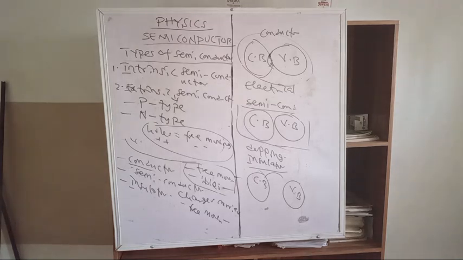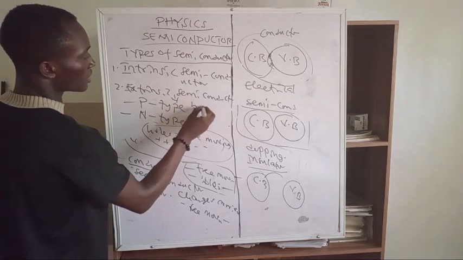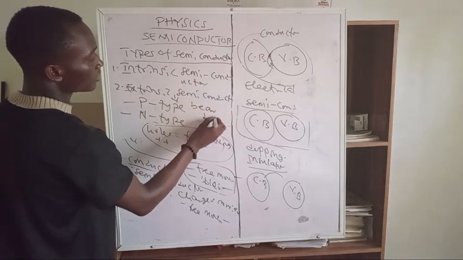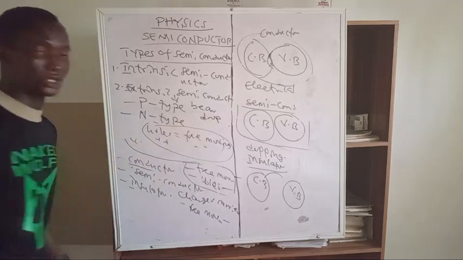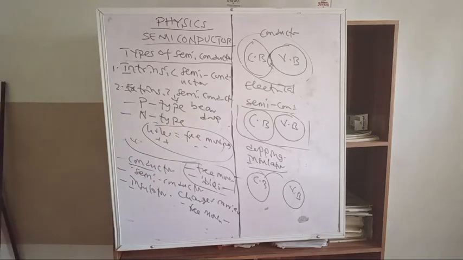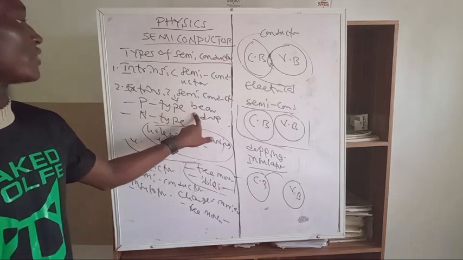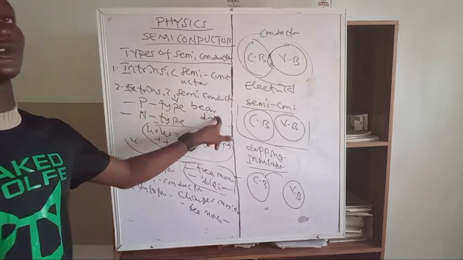Then extrinsic semiconductor, which I said is divided into two, is a semiconductor that has a dopant added in order to increase its conductivity. It's a type of semiconductor in which there is a dopant in order to increase its conductivity. So those are the two types of semiconductors we have. Extrinsic semiconductors are divided into the P type and the N type.